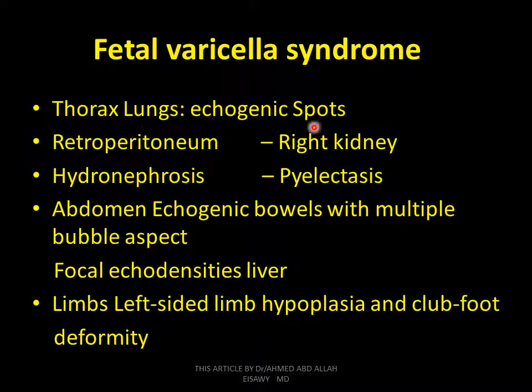Fetal varicella syndrome. Thorax and lung show echogenic spots. Retroperitoneum: right kidney hydronephrosis, pelvicalyectasis. In the abdomen we saw echogenic bowels with multiple papillary aspect, focal echodensities in the liver, left-sided limb hypoplasia and club foot deformity. This is the ultrasound manifestation of fetal varicella syndrome.